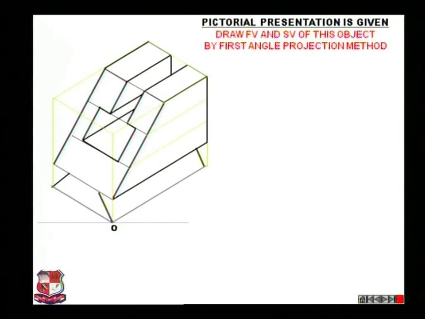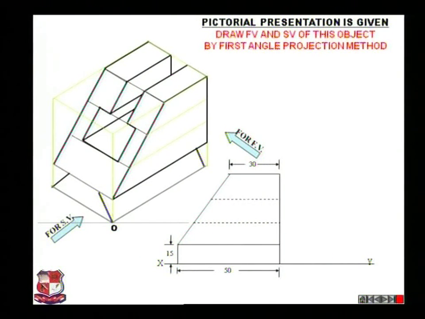This is the pictorial representation given over here. Draw the front view and side view of this object by the first angle projection method. Here the object is given, and this is the direction to show for the front view, this is for the side view. So first of all, draw the XY line and draw its front view and side view. If you look from the front side, this object will appear as shown over here. This width is 50 mm, that is the distance from this end to this end.